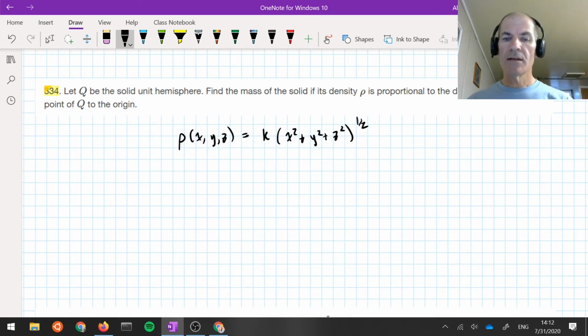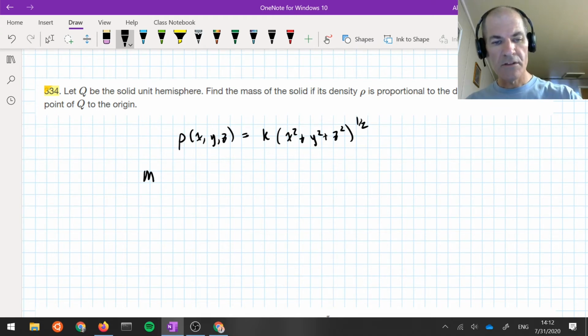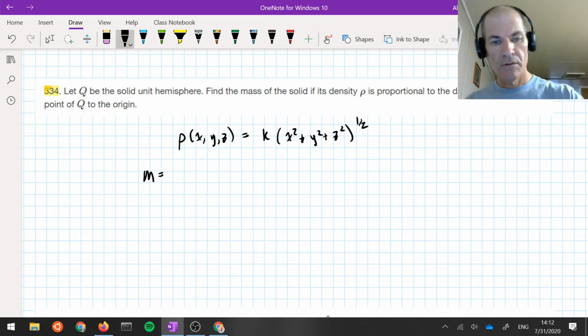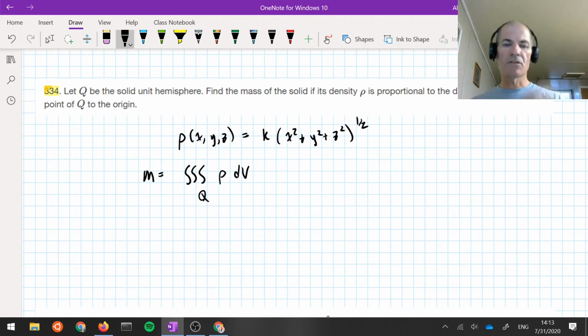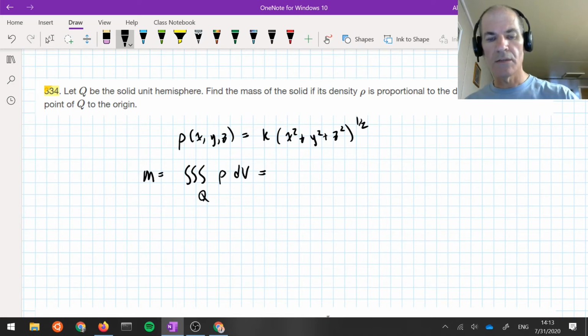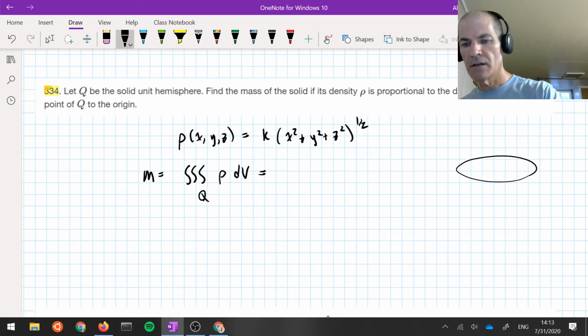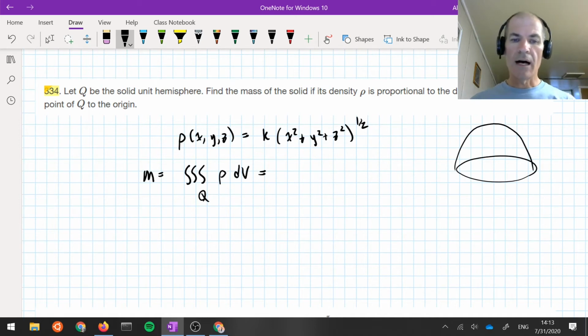Now, if we want to find the mass of this unit hemisphere, we need to do an integral. We're now in a three-dimensional situation, so it's a triple integral over the set Q of the density dV. And we need to convert this symbolic representation of the triple integral into something that we can actually compute. Now we have a choice in front of us: Cartesian coordinates, cylindrical coordinates, spherical coordinates. Given that we're looking at what appears to be a hemisphere like this, I would suggest at least trying spherical coordinates to begin with.